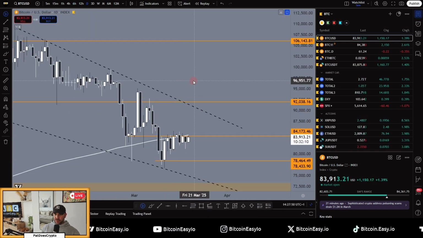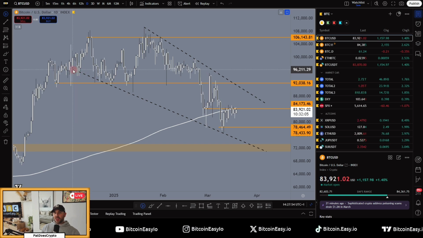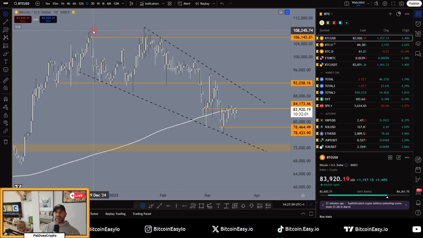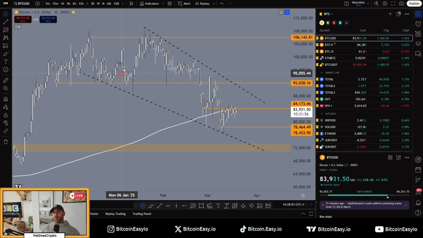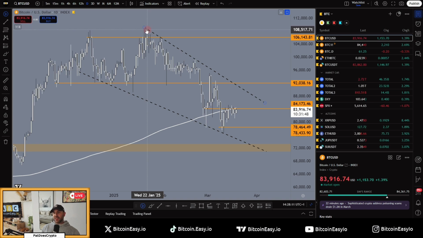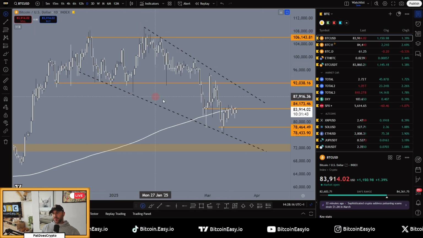Here we have it, very clear on the daily chart. We see this massive falling wedge that has started forming on the support side since we put in our first all-time high in this range of 108K, and then came back down and started printing lower lows already before we put in our current all-time high of 109K, and then continued the same thing with the highs, where we started printing lower highs and formed this downtrend.